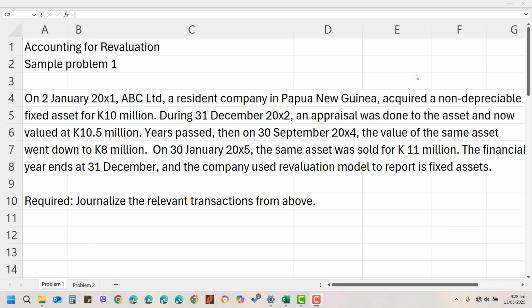All right, so welcome to the recorded session on accounting for revaluation. I have two problems here that I would like to discuss. Okay, let's try sample problem one here.